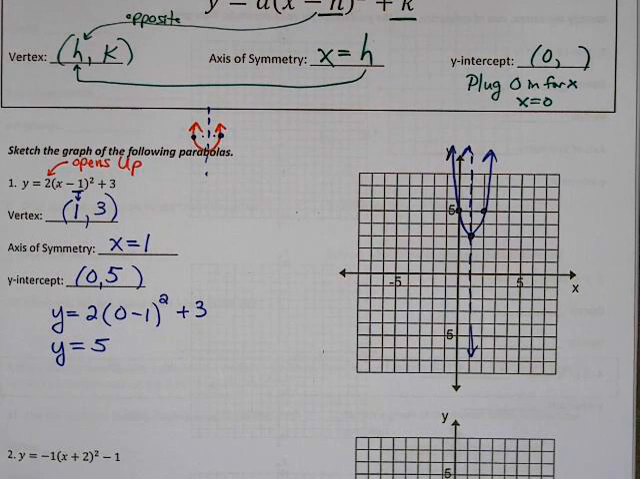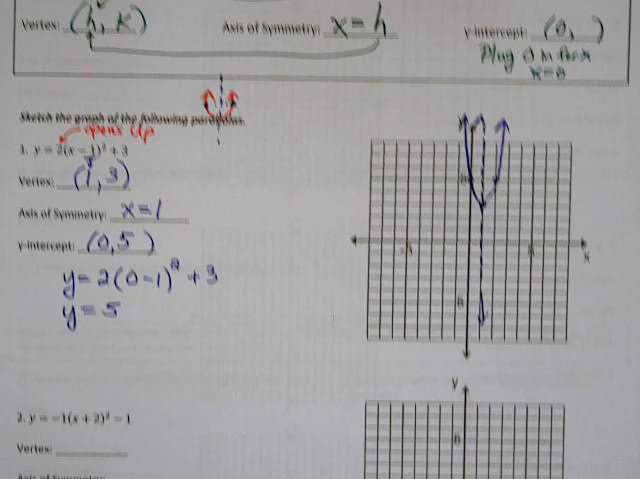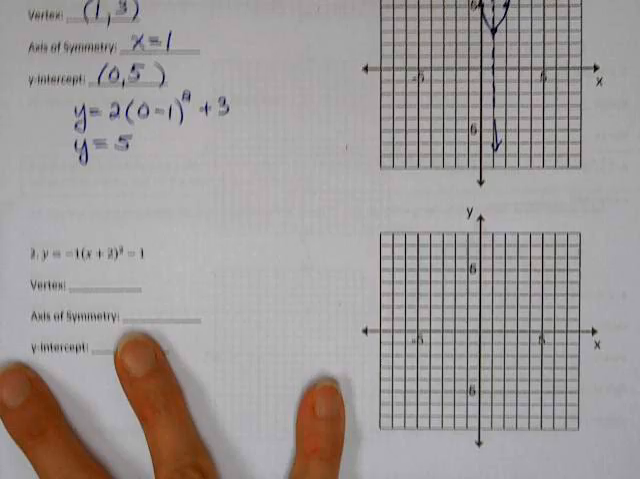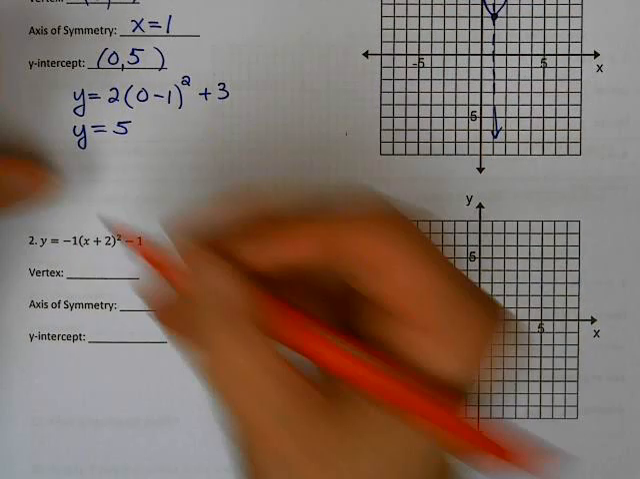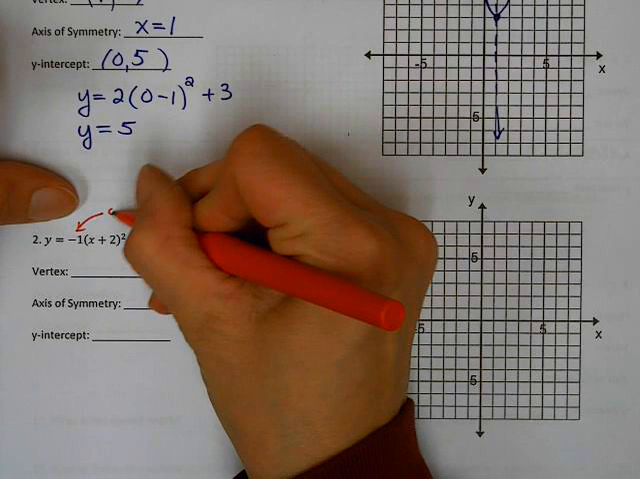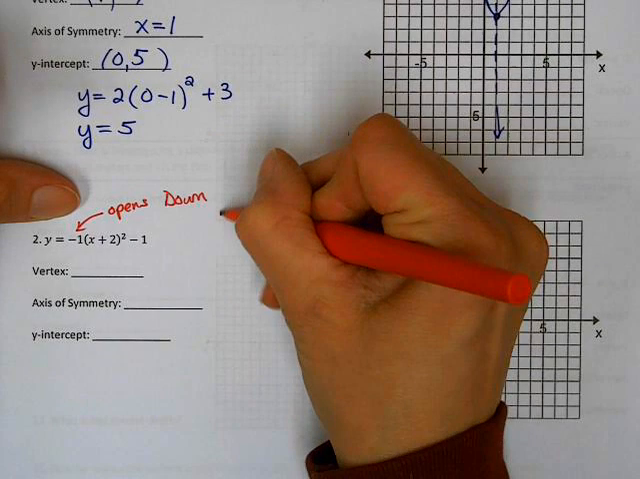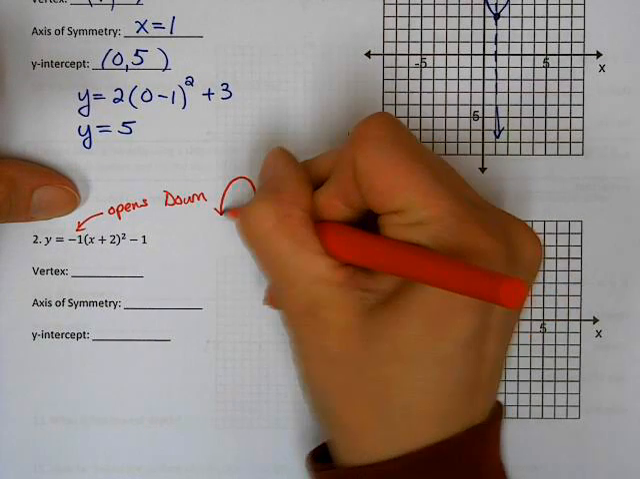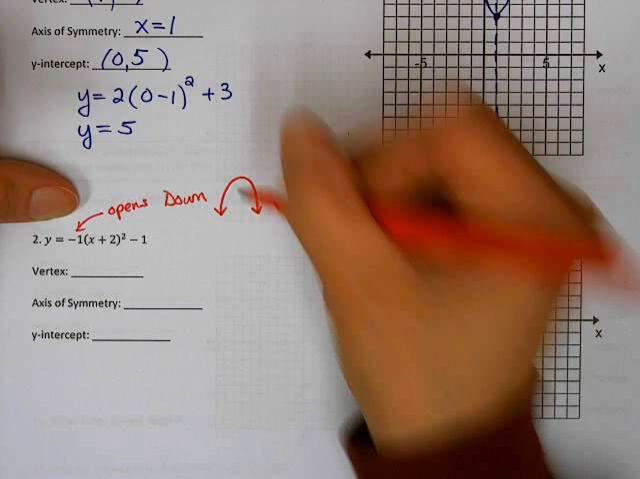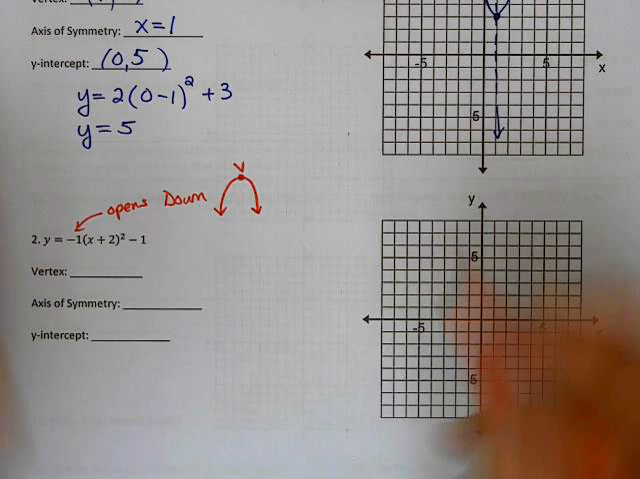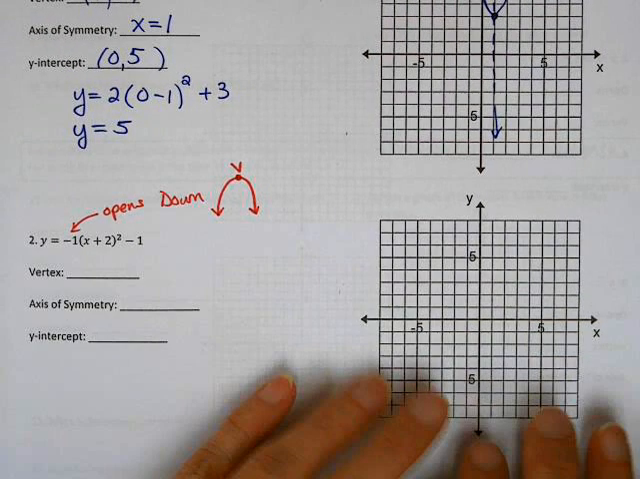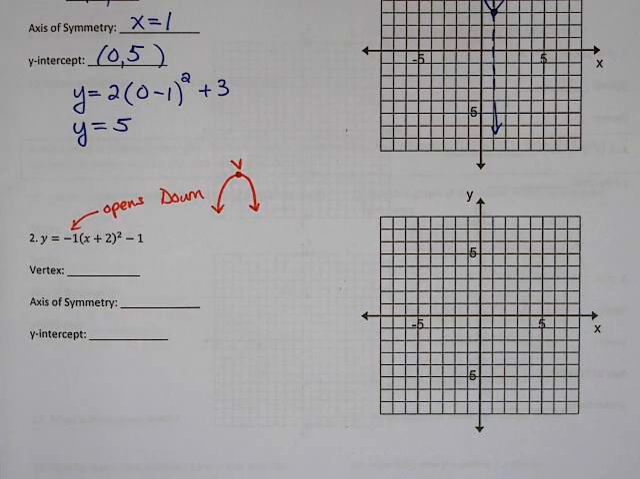Okay, let's take a look at one more. The first thing I'm going to do is look at the a value. Since the a is negative, this parabola opens down. So we're going to go down like that. And then this is going to be V for vertex. I just like to draw that so I make sure when I sketch my graph, I know what I'm doing.